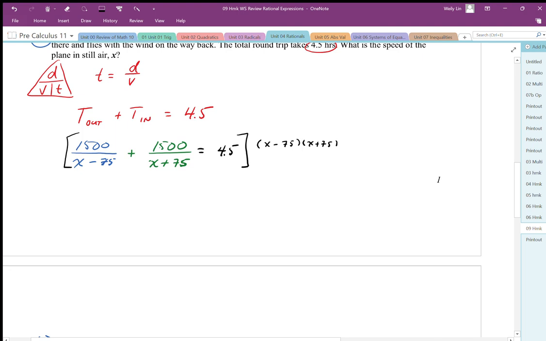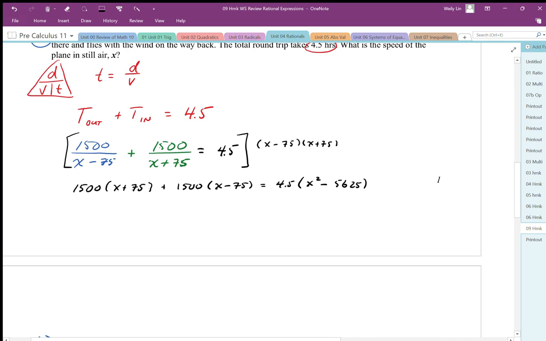When I multiply this out, I end up with 1,500 times x plus 75. The x minus 75's cancel, plus the 1,500, and the x plus 75 cancels in this case, so I'm left with x minus 75, and that's equal to 4.5 times x squared minus 75 squared, so 75 squared equals 5625. Okay, so then I'm going to solve this equation.